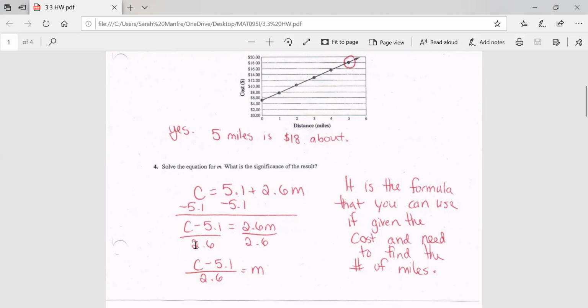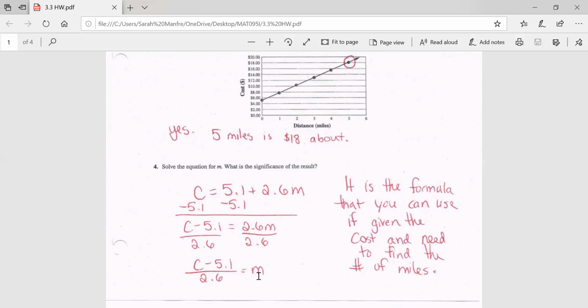Because nothing here is like terms, I could divide 5.1 and 2.6, but that's not really going to help us because this C is attached to it. We're just going to leave it just like that. And we get C minus 5.1 all over 2.6 is equal to M. And this is the formula that we can use if we're given cost instead of miles.